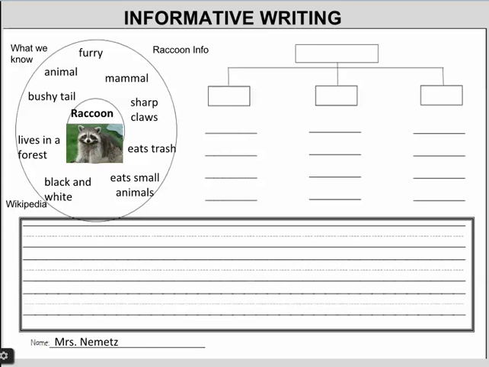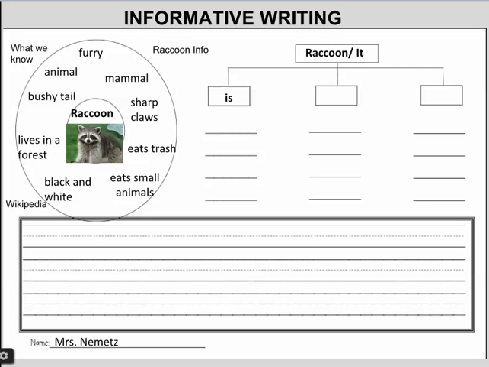Now I'm going to move on to the tree map. Now that we have completed the circle map, we will look at the tree map and see what goes on the top of my tree map here. Well, we are writing about raccoons, so I will be writing raccoon on the top. Notice that I did write it. It is a pronoun, and this will help you with your paragraph because instead of writing raccoon in the beginning of each sentence, you will be able to use it.